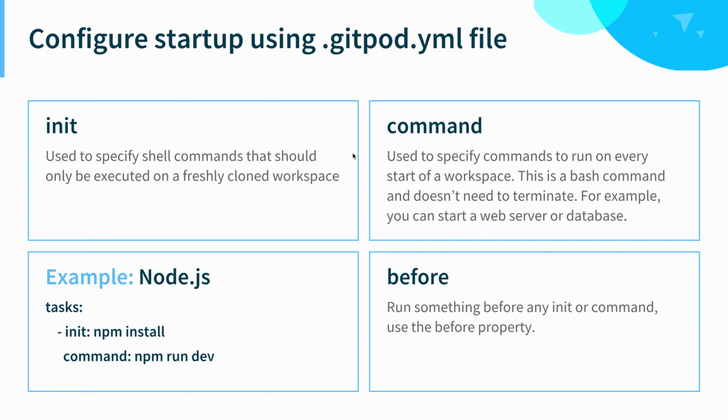Init is only when the workspace is first created. Command is on every startup. There's also before, which will happen before either of those two if you need some task done before that. In the lower left-hand corner, there's an example of a Node.js application. Here, the tasks are on init, the Node package manager install, and then command. Every time the workspace is started, you want to run the server in dev mode.